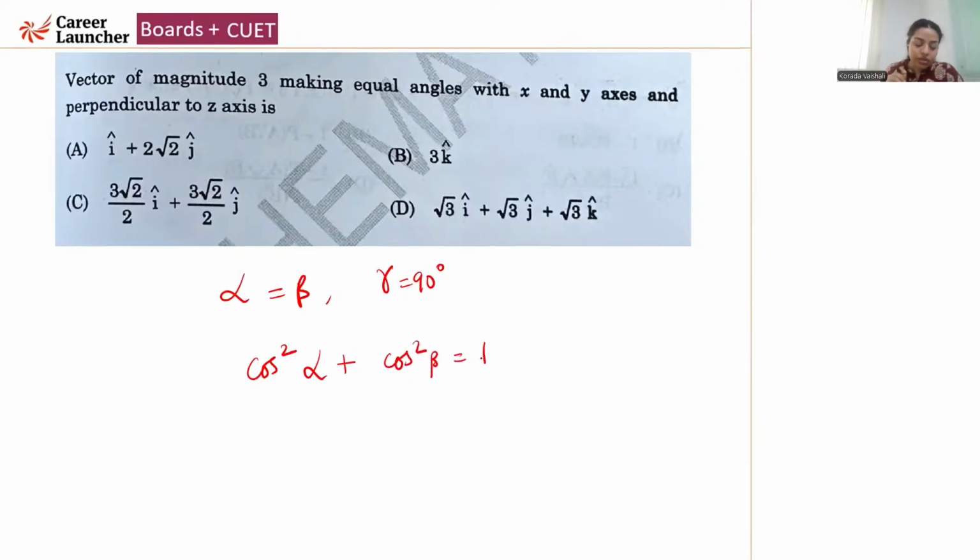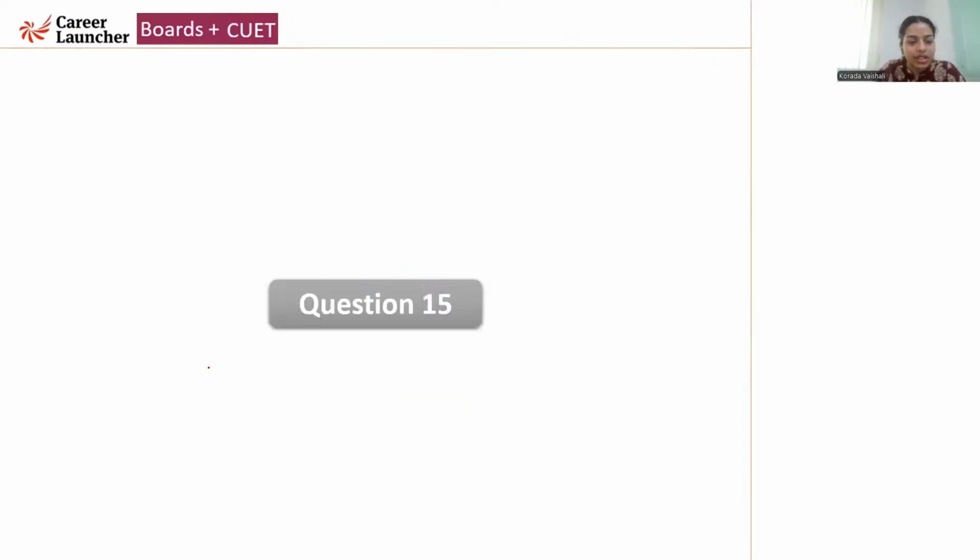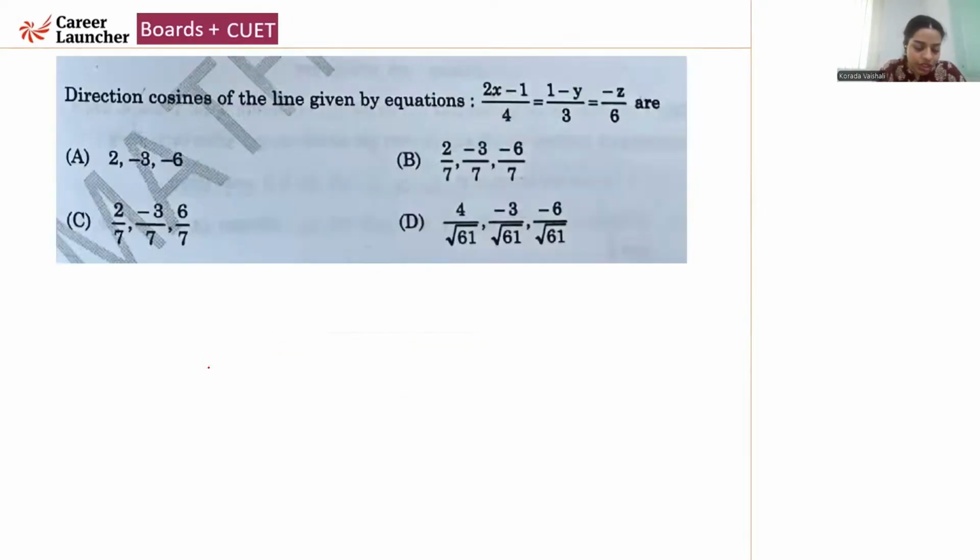So we will simply consider these two values and the sum is equal to 1. Now you need to calculate the value of alpha, because alpha is equal to beta. You will calculate the value of alpha and now because the magnitude is 3, simply multiply that vector by 3, and you will see that option number C is the correct answer. So here we are making use of this equation to find the value of alpha and then simply calculating the vector as well. Now let us move on to the next one, which is question number 15.